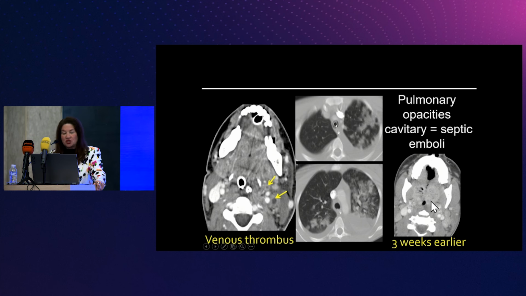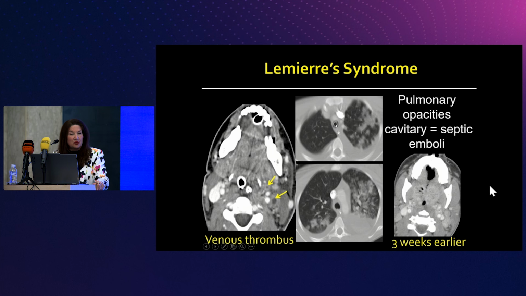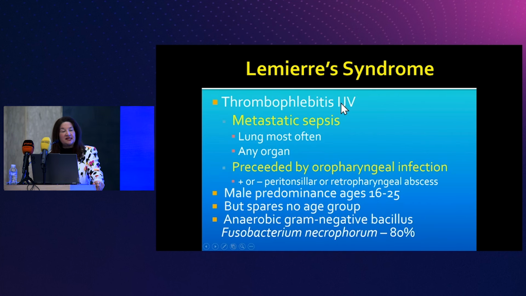You can see the enlarged tonsils with fluid and air in the crypts. You can see the reactive lymphadenopathy, and this is Lemierre syndrome. So that's thrombophlebitis in the internal jugular vein with metastatic sepsis. The lung is most common, but you can get emboli to any organ. And these are most often preceded by an oropharyngeal infection that may be a peritonsillar abscess and/or a retropharyngeal abscess. Again, this is a situation where history would have helped the clinicians come up with the right diagnosis.